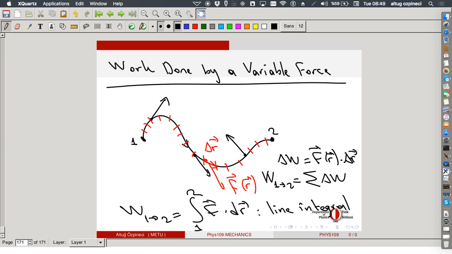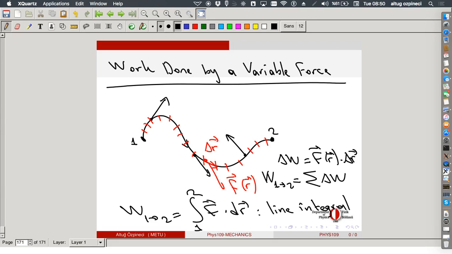We will not be evaluating many line integrals. You will learn the line integrals in more detail in your calculus courses, but just understand what it means. You have this path, you have to divide it into very small segments, and for each one of those segments, express the force at that point, take the scalar product with this very small displacement vector in that segment, sum over all of them, and take the limit as the length of each segment goes to zero. This is what it means. You are just summing over the contributions of various segments making up your path.